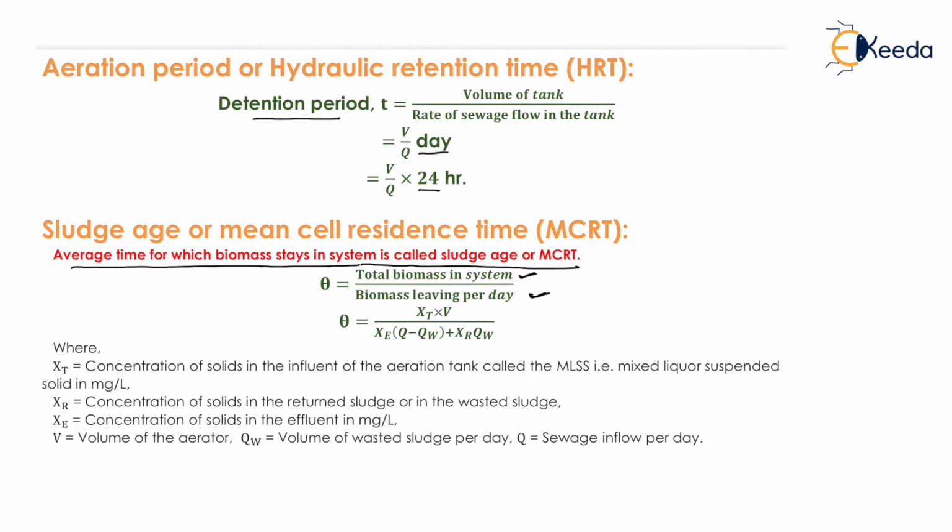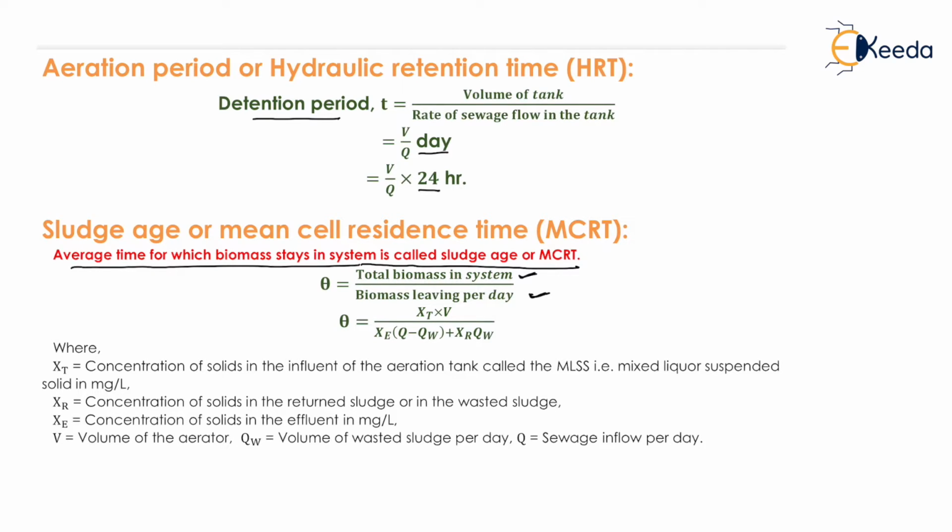Now the total biomass which will be present in the system is XT, and it will be in milligram per liter. It means that XT is the amount of biomass present in milligram in 1 liter of sewage water. Now we need the complete biomass in the system, so we need to multiply the XT by the volume of aeration tank. That will be the total biomass in the system.